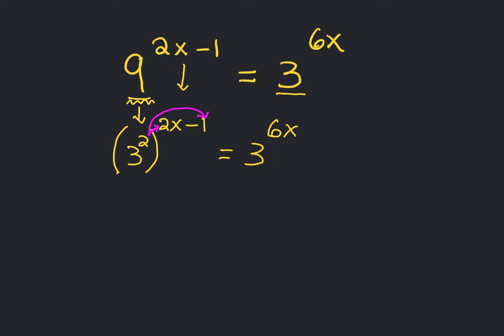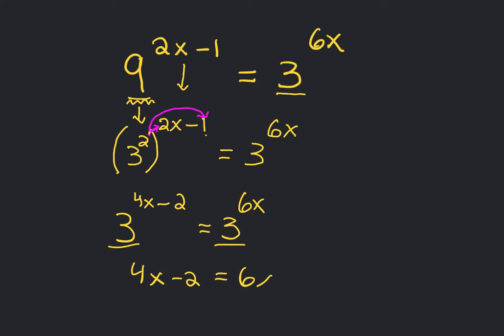So this becomes 3 to the power of, so 2 times 2x is 4x, and 2 times 1, so minus 2, equals 3 to the power of 6x. Once the bases are the same, now you can just set the exponents equal to each other. So 4x minus 2 equals 6x. And now we solve for x.